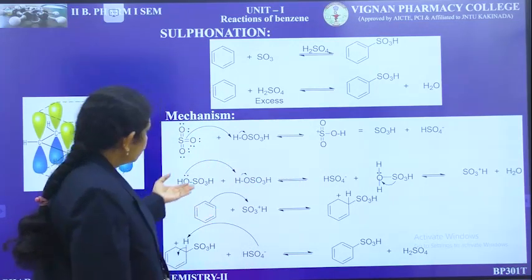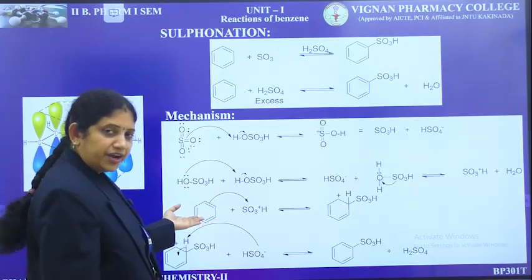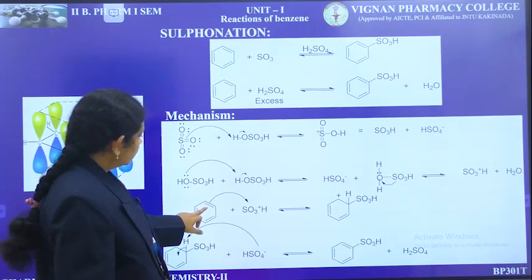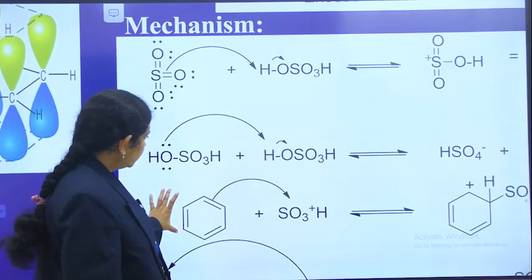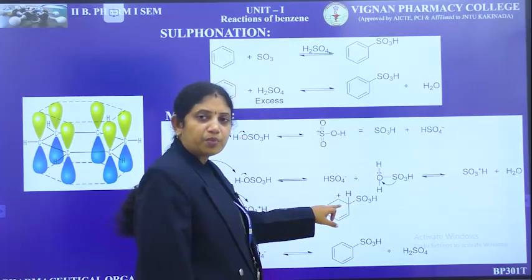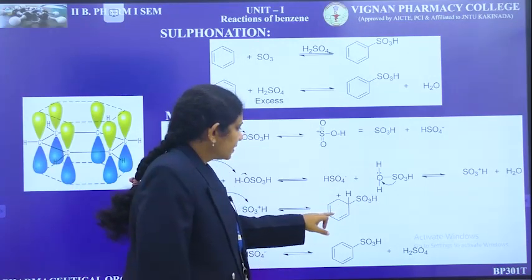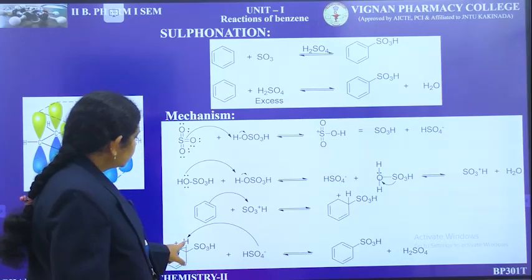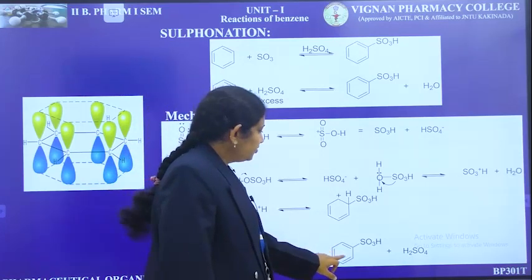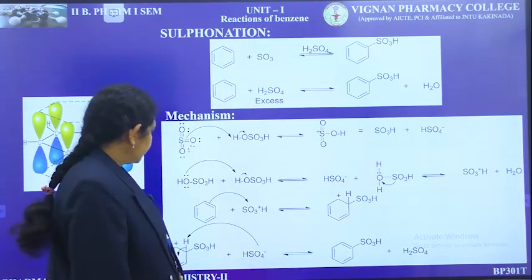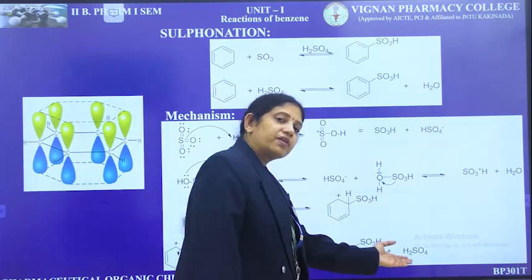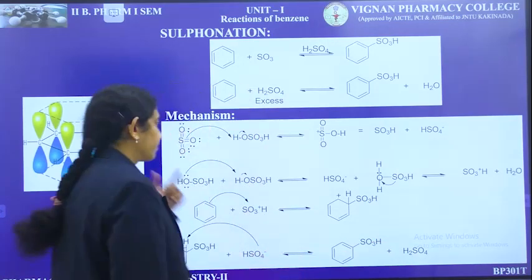Further, the so formed electrophile is going to interact with benzene, where this double bond is going to be cleaved and converted into the new sigma bond in this way. And finally, when the proton is abstracted by the available bisulfate ion, it is converted into benzene sulfonic acid. So here the proton along with the bisulfate ion is released in the form of sulfuric acid.